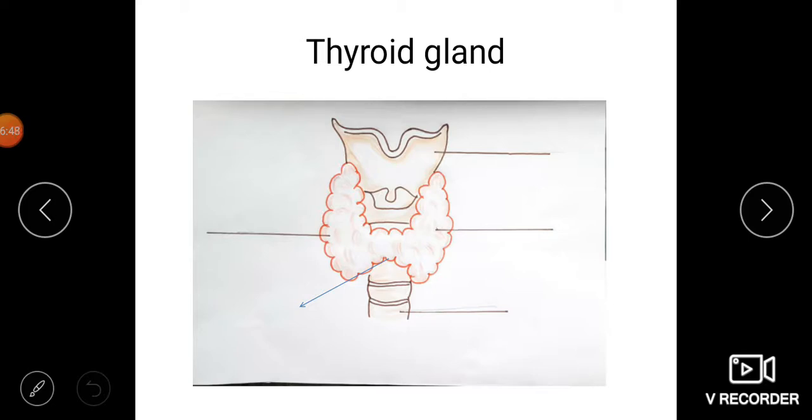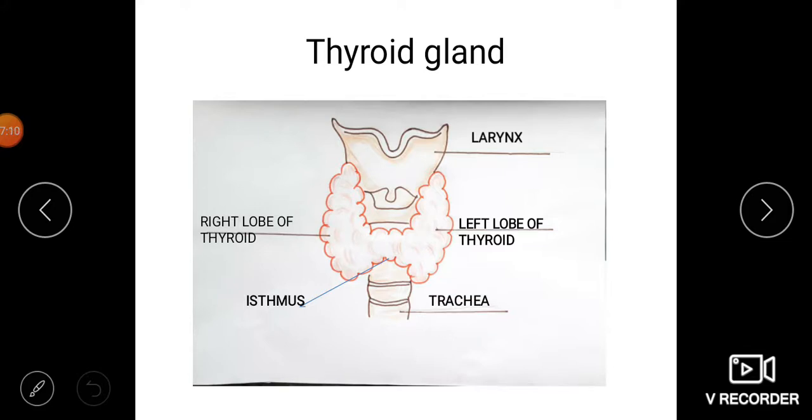Thyroid gland, the labels are very important. Look properly. Larynx, that is the voice box. Left lobe of thyroid. The right lobe of thyroid. The non-secretory band connecting the two lobes, isthmus, and of course the trachea. So these are the labels.